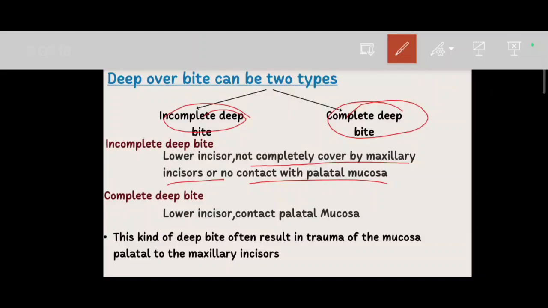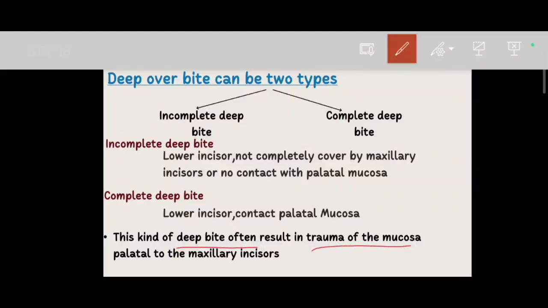Now the second one is complete deep bite. In complete deep bite, the lower incisor contacts the palatal mucosa. This may cause trauma to the palatal tissue, pain and ulceration. So this kind of deep bite often results in trauma of the mucosa palatal to the maxillary incisor. Which type is more traumatic? The answer is complete deep bite.